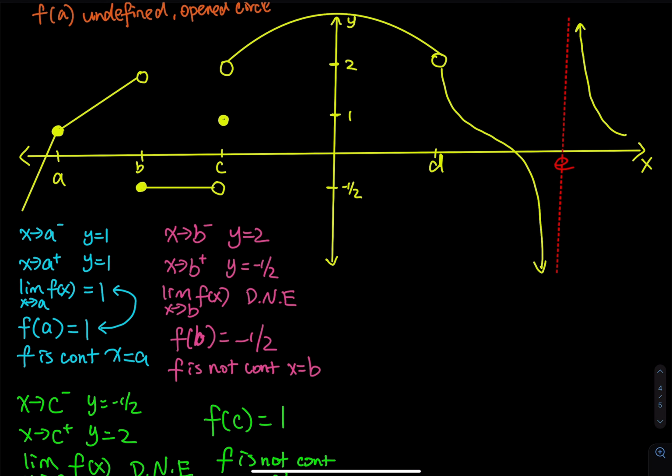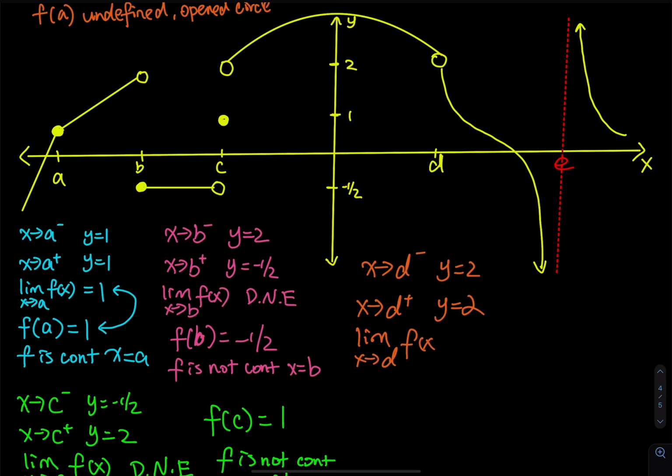So D, what do we have for D? As x approaches D from the left and from the right, we have y equals 2. So the limit as x approaches D of the function equals 2. So this time number 2 is satisfied. Does that mean the function is continuous at D? Of course not, right? D is an open circle. That means when x equals D, the function is undefined.